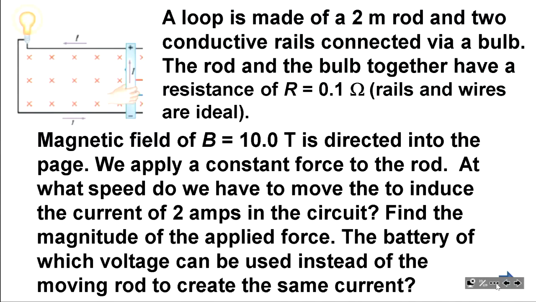We know the magnetic field strength, we know the resistance of the resistor, we know the length of the rod, and what else do we know? 2 amps, what is it? At what speed do we have to move the rod to induce the current of 2 amps?